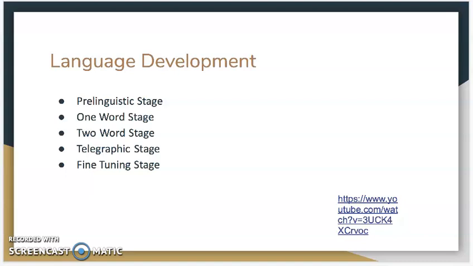The telegraphic stage begins happening around 2 years of age. This is when multiple words are used to form sentences. An example of this would be, "Take me to the shop."